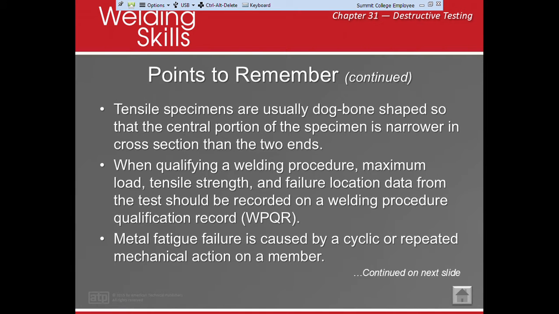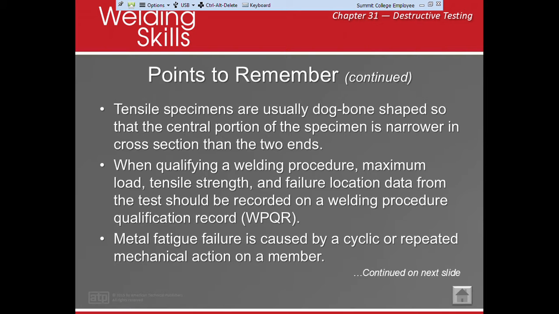Tensile specimens are usually dog bones. Okay? That means the specimen in the middle is a little bit narrower than the edges, and that way it has something to grab onto. When we qualify a welding procedure, maximum load, tensile strength, and where it fails is recorded on our procedure.